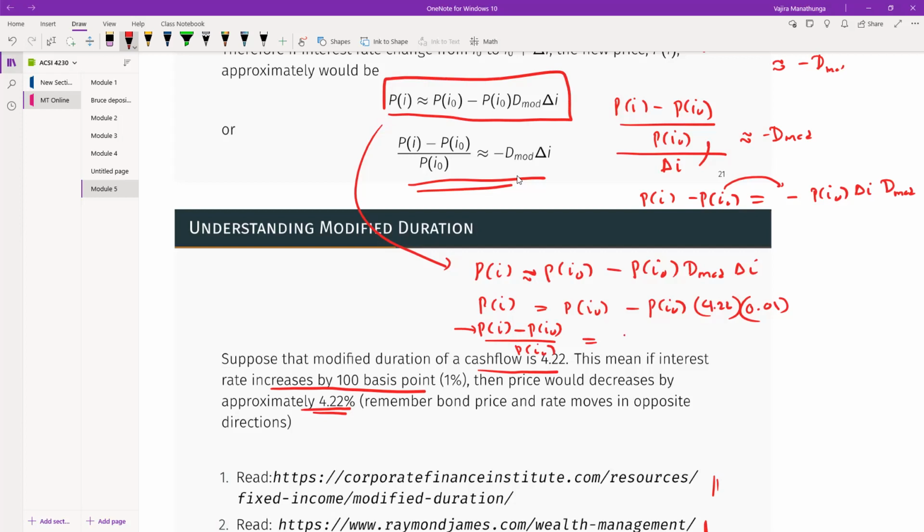That is approximately 4.22 times 0.01. So if I convert it to a percentage, it's exactly equal to 4.22%. Okay, so the price decreases because you have this negative sign in front.